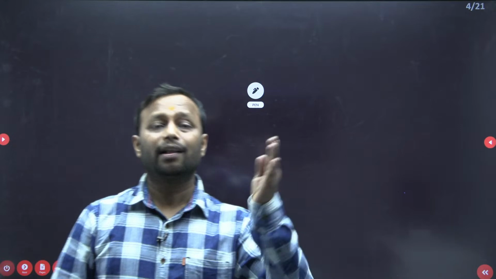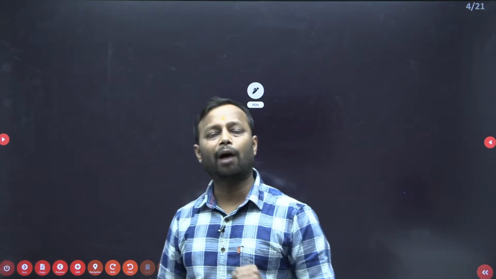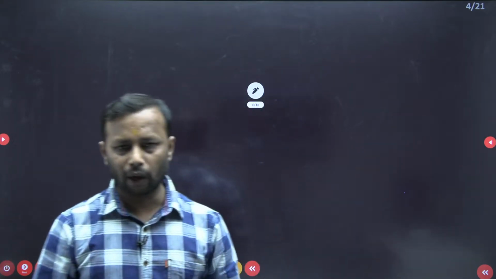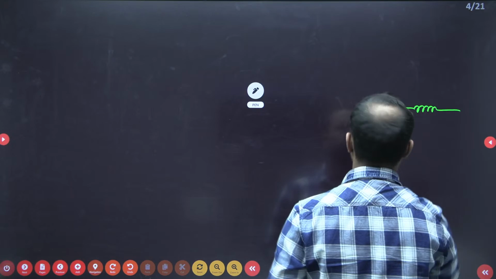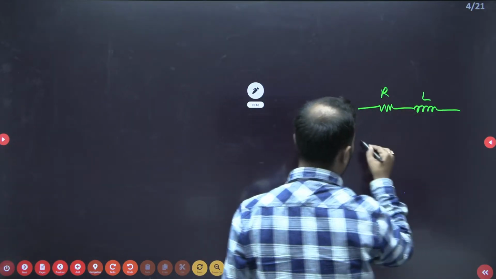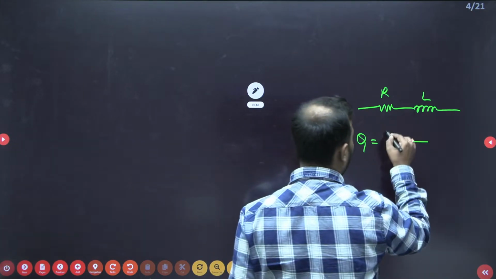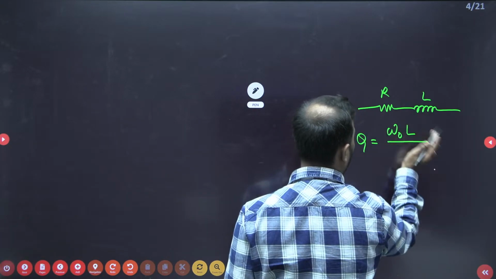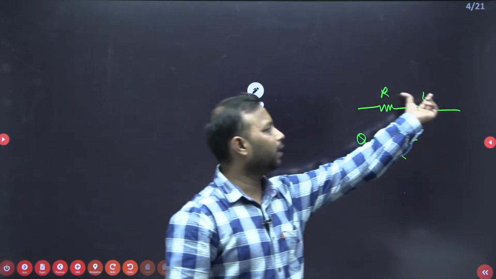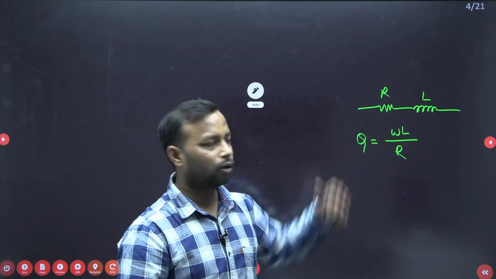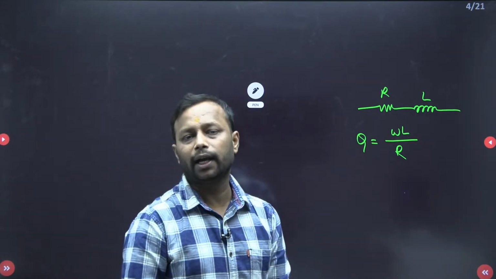What is quality factor? The amount of energy stored by the inductor over one cycle divided by the amount of energy dissipated over one cycle. Since you are having the coil, a coil is what? A combination of resistor and inductor. So this is R and this is L. So Q is what? Amount of energy absorbed or stored by the inductor over one cycle. So let me take omega L by R, because the resistor will dissipate the energy, whereas the inductor will store the energy. So this is your quality factor.